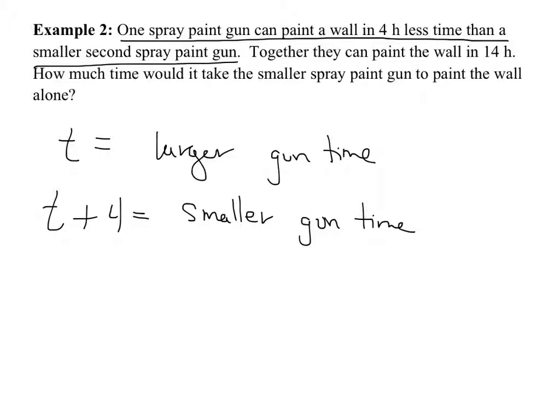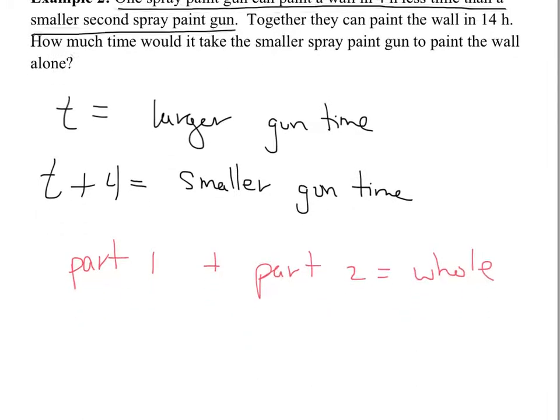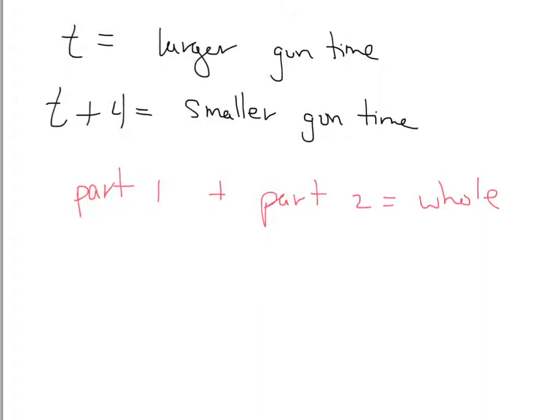So, here's how we write that. We're summing two fractions together. We're summing the parts. So part 1 plus part 2 equals whole. This is what I want you to be thinking about. Part 1 plus part 2 equals whole. Well, it says here that together they can paint the wall in 14 hours.